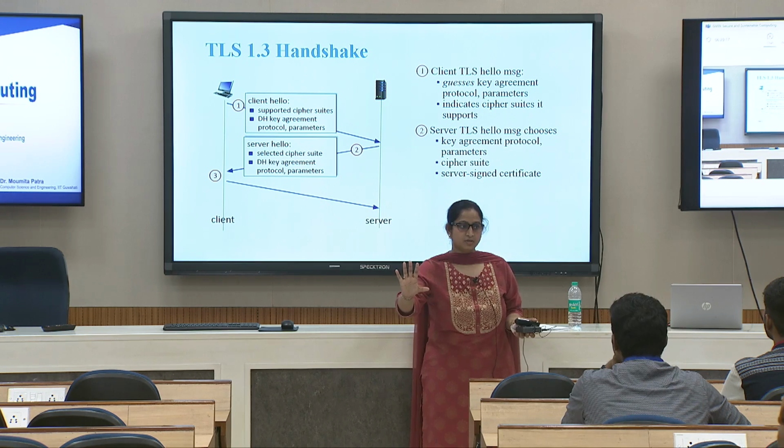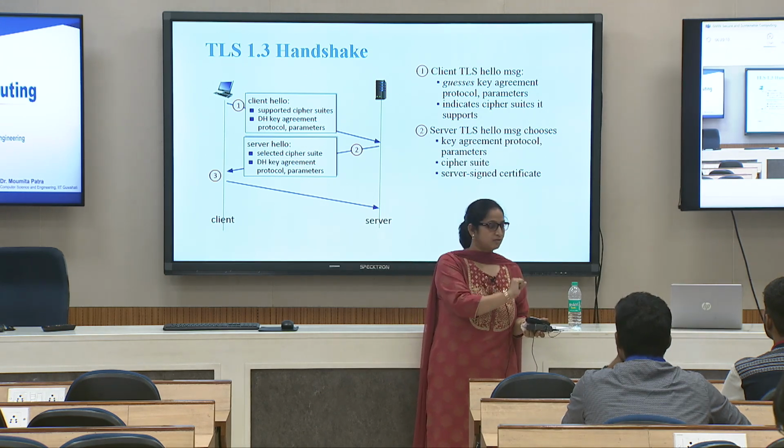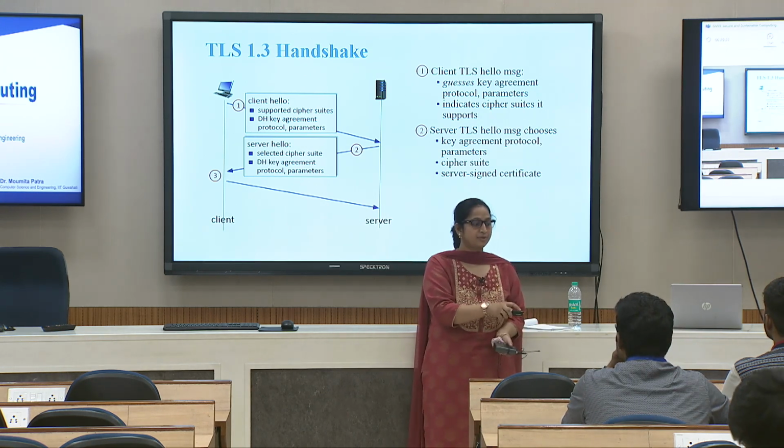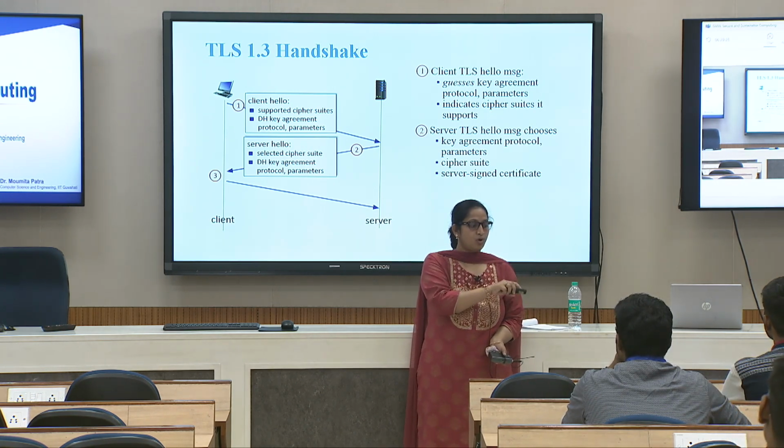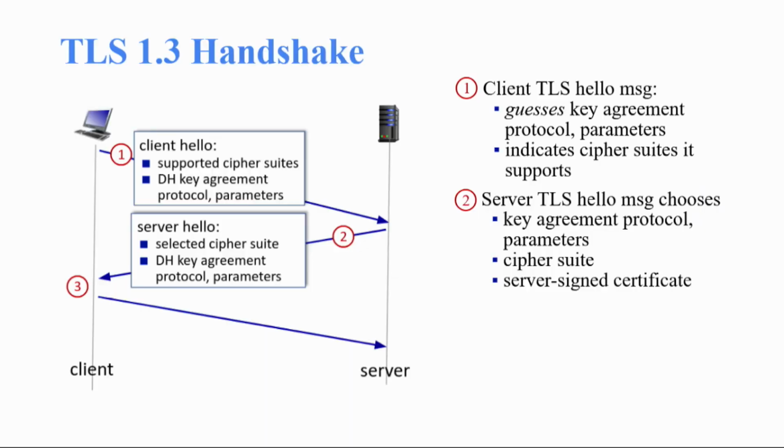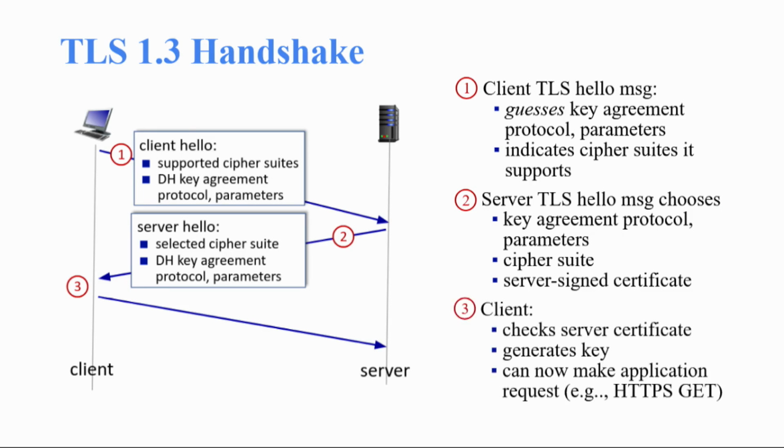Okay, what is the server going to do? It is going to choose from that. So that's the next step. The selected cipher suite, then the DH key agreement protocol parameters and all. The server will say, okay, these are the agreements I can do. Once that is done, the client will check the server certificate, generate the key, and after that you can communicate. So this is how a TLS handshake works.